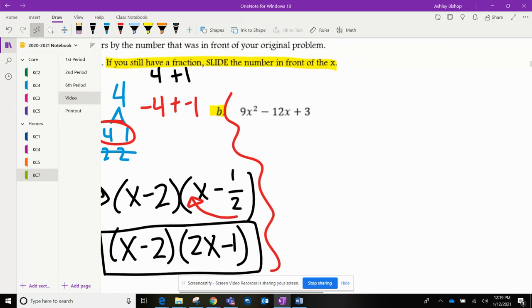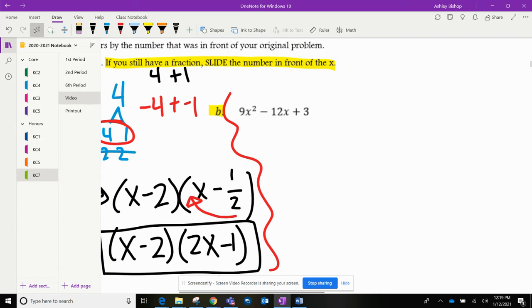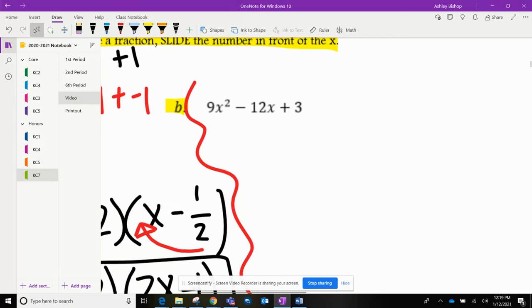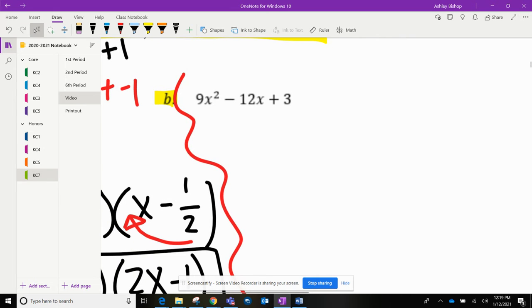Let's just see. I'm given this problem, and I'm not sure if I need to do slide and divide yet, but I'm going to see. The directions say to factor. First, I always want to see if I can find a greatest common factor. So I know that I can divide everything by 3 here. Once I do that, I have 3 on the outside, and on the inside, I have 3x squared.